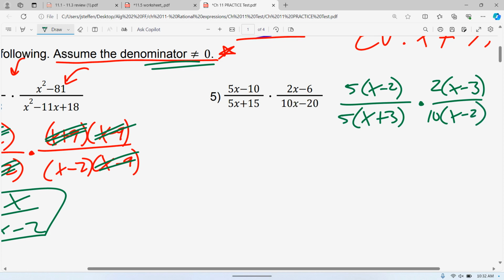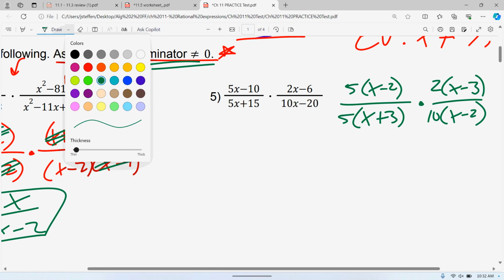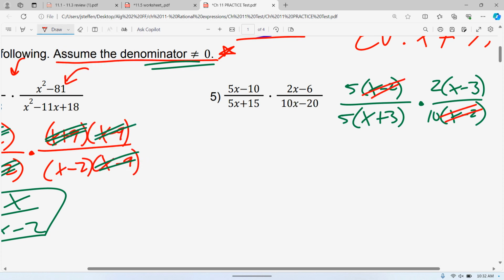So we have an x minus 2 on top, x minus 2 on bottom. The x plus 3s don't cancel. One's a plus, one's a minus, so we can't touch that.